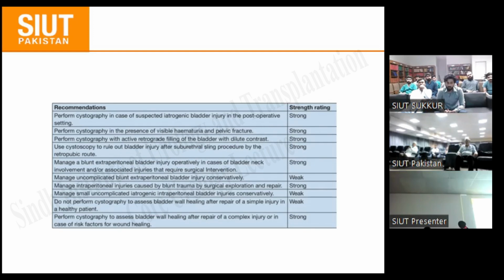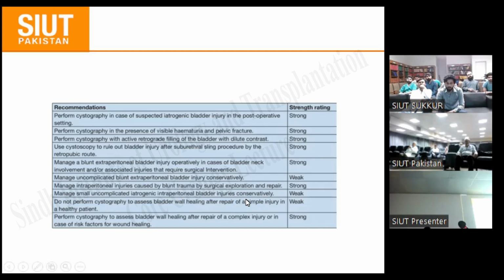Manage a blunt extraperitoneal bladder injury operatively in cases of bladder neck involvement and associated injuries that require surgical intervention. These are the strong recommendations. Manage uncomplicated blunt extraperitoneal bladder injury conservatively, and manage intraperitoneal injury caused by blunt trauma by surgical exploration and repair. We have to manage small, uncomplicated iatrogenic intraperitoneal bladder injuries conservatively.